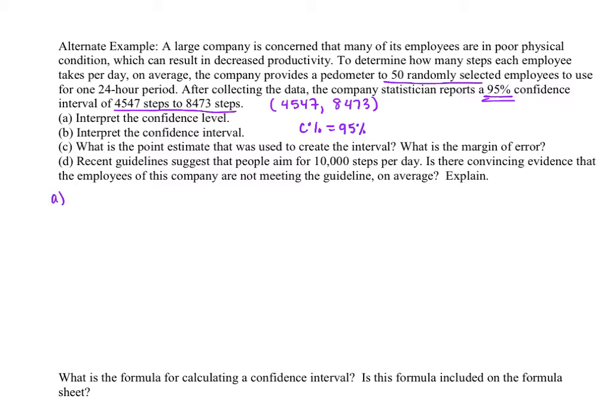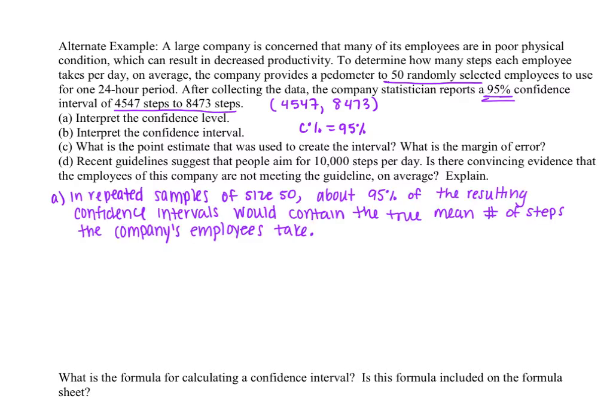So for part A, we're going to interpret the confidence level. And so we're going to say that if I were to repeat this sample of size 50 many, many times, 95% of those confidence intervals would contain the true number of steps that the employee takes in a day. So I'll say that again. In repeated samples of size 50, about 95% of the resulting confidence intervals would contain the true mean number of steps that the company's employees take. That's the confidence level. So now we're going to interpret the interval itself.